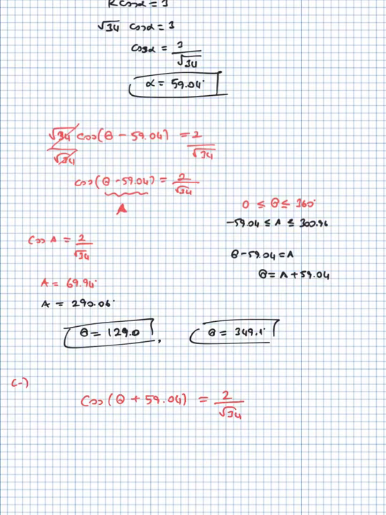And what I will do is, the smallest possible value of A here was 69.94. So I can say theta plus 59.04 was equal to 69.94. So here theta comes 10.9, and this will be the smallest possible value, I believe.